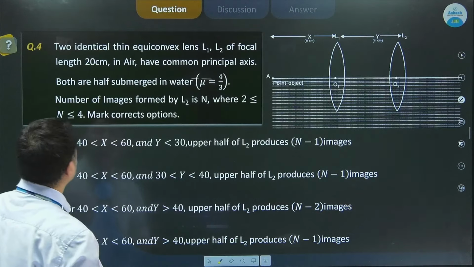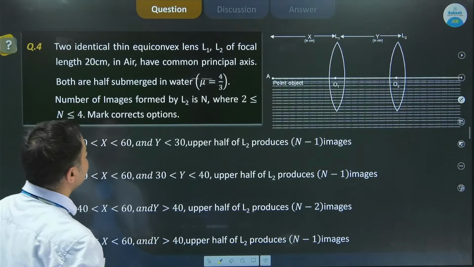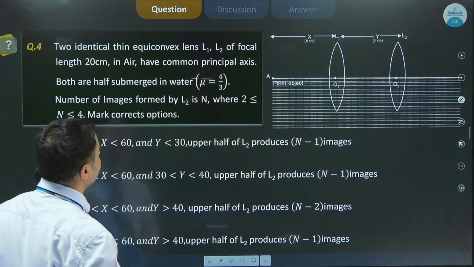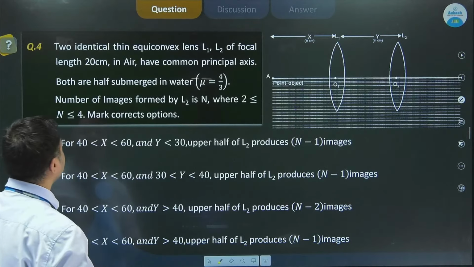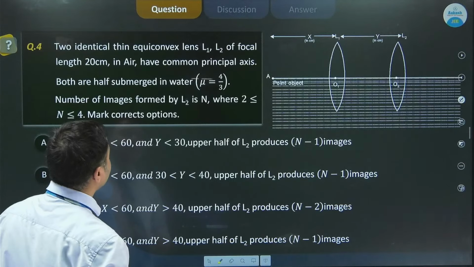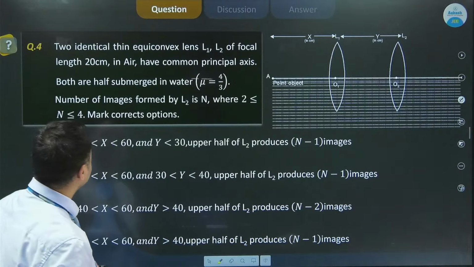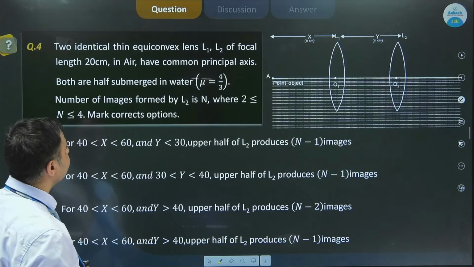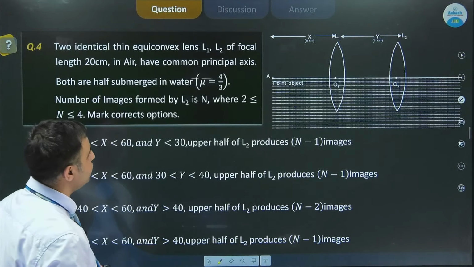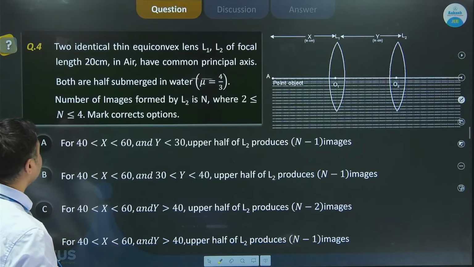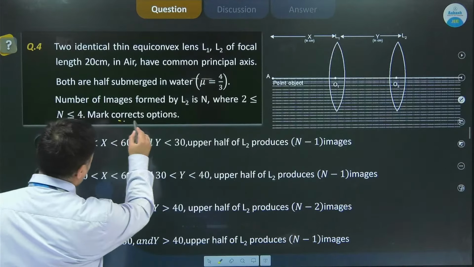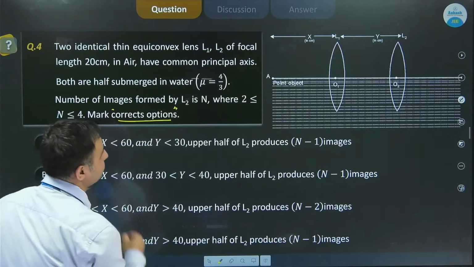Two identical thin equiconvex lenses L1, L2 of focal length 20 centimeter in air have common principal axis. Both are half submerged in water. Number of images formed by L2 is capital N, where capital N lies between 2 to 4. Mark the correct option. Correct option हमको mark करना है.